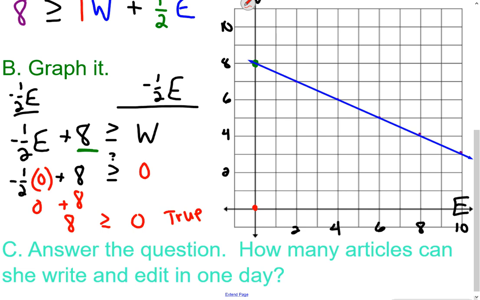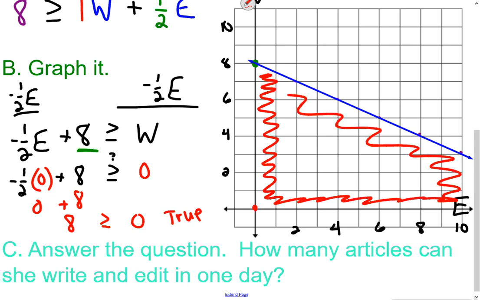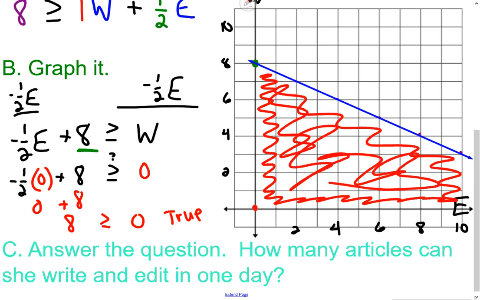And again, I'm going to look at this in terms of the context of the problem. Could she write negative articles? No. Could she edit negative articles? No. So then my inequality for this has to stay in this first quadrant. And all of these are possibilities for the number of articles that she could write and the number of articles that she could edit.